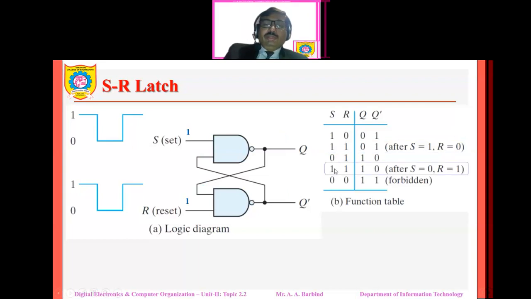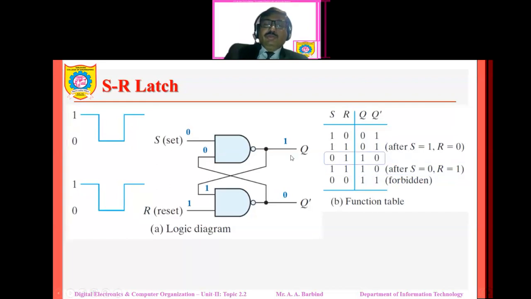Whereas if you give the inputs as 1 1 and earlier output was 1 0, then it will remain 1 0. That is, 1 and 1 bar will be 0, and 0 and 1 will be 0, bar will be 1. So the output will not change. You can see that the SR latch won't change its output when its inputs are 1 1.